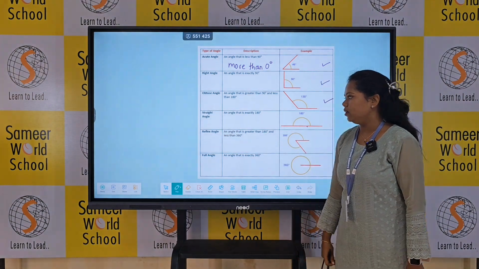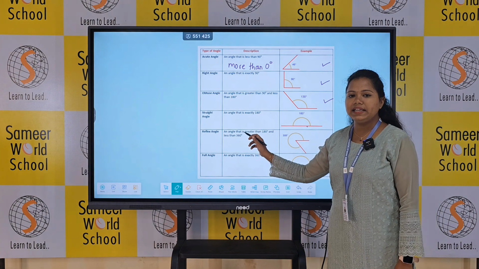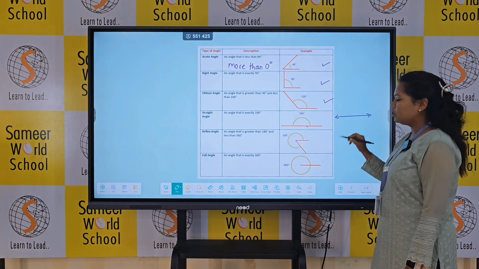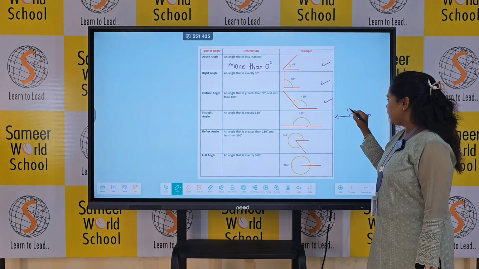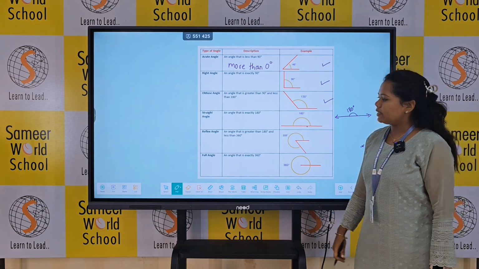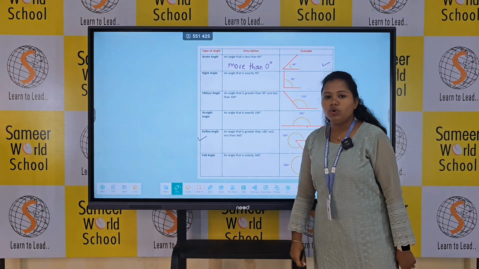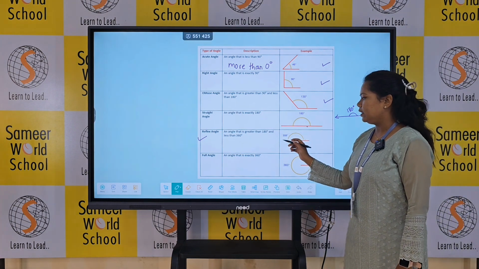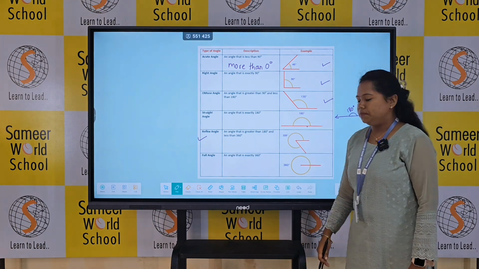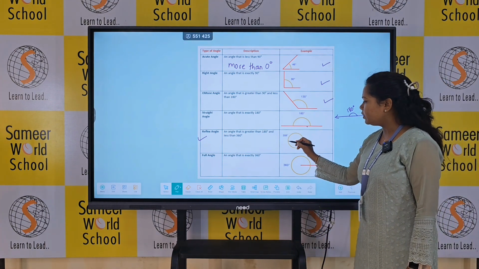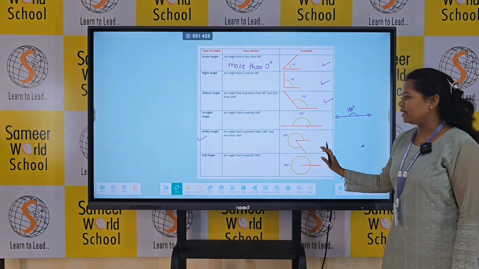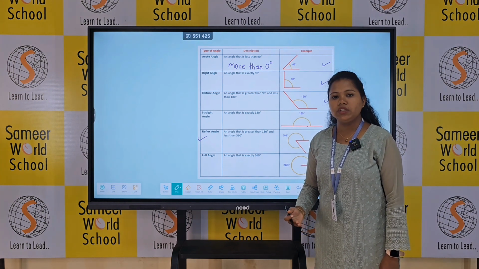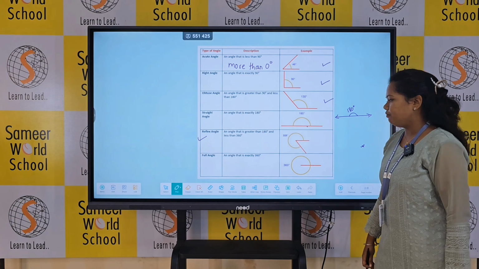Next type is straight angle. An angle which measures exactly 180 degree is known as the straight angle. So any straight line is having the angle 180 degree. Then next is reflex angle. The angles which are more than 180 degree and less than 360 degree are called reflex angles. So over here we are having the example 308, which is an example of reflex angle. In the same manner we can take 200, 270, 250, all are examples of reflex angle.